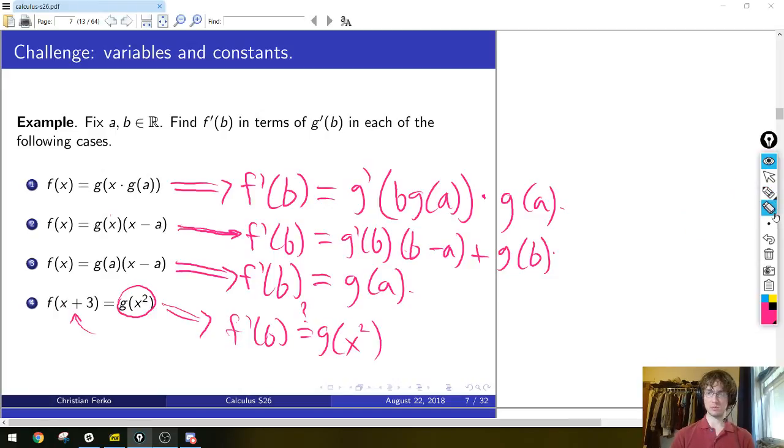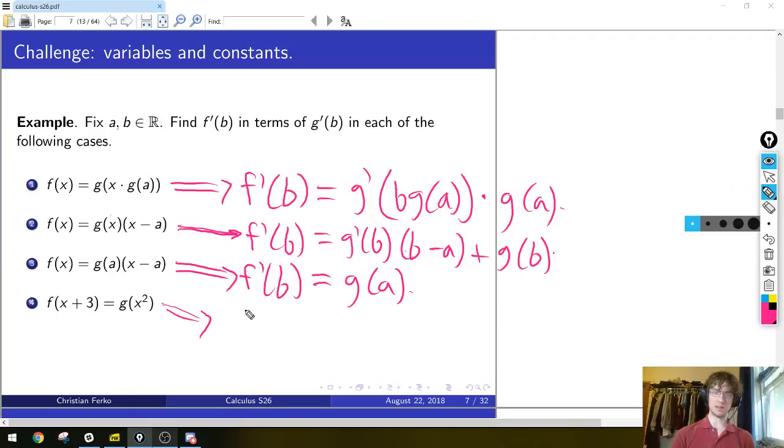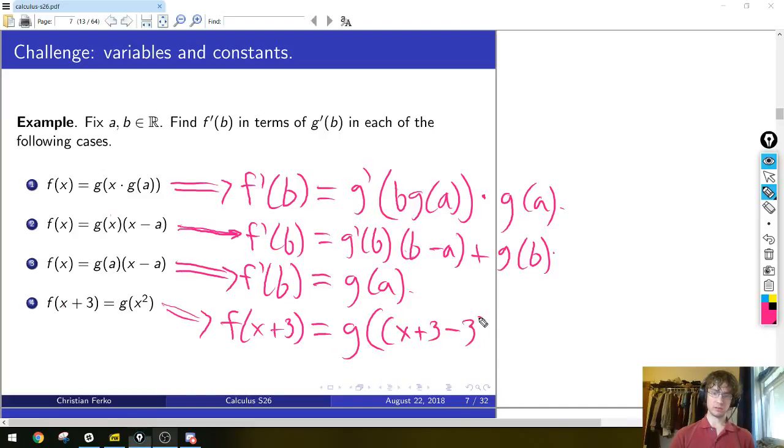Maybe a hint would be useful. It's usually easier if you can express both sides in terms of the same dummy variable, because we've memorized all these derivative rules which apply to a function expressed in terms of the variable you're differentiating with respect to. So if I express the argument of g in terms of the dummy, that's pretty simple. You just say this is x plus 3 minus 3 quantity squared, right?